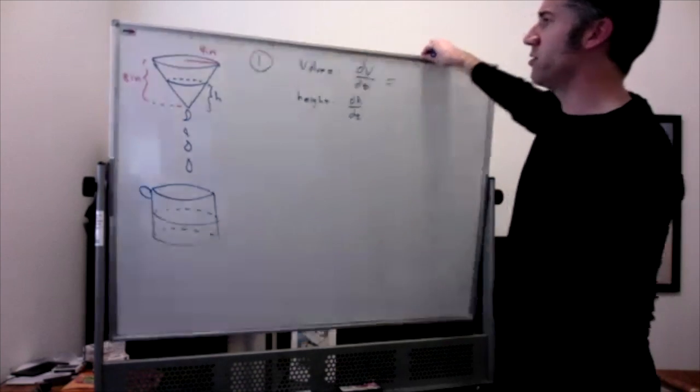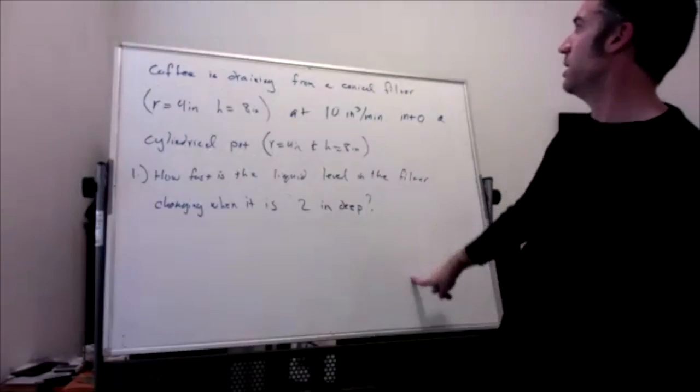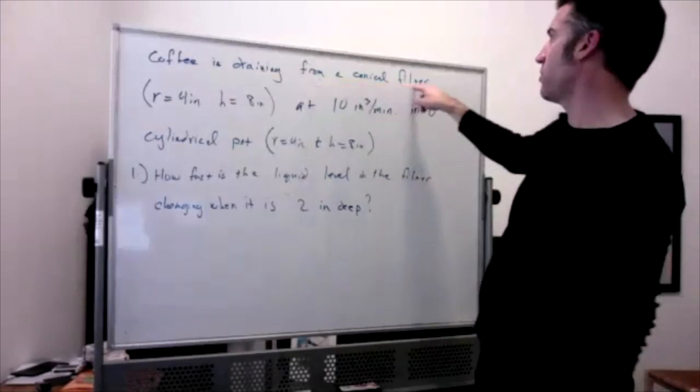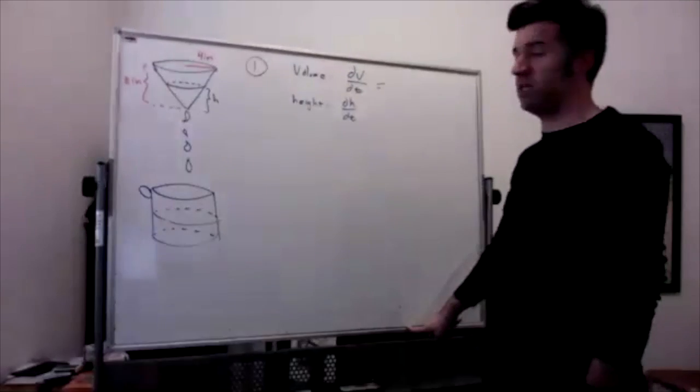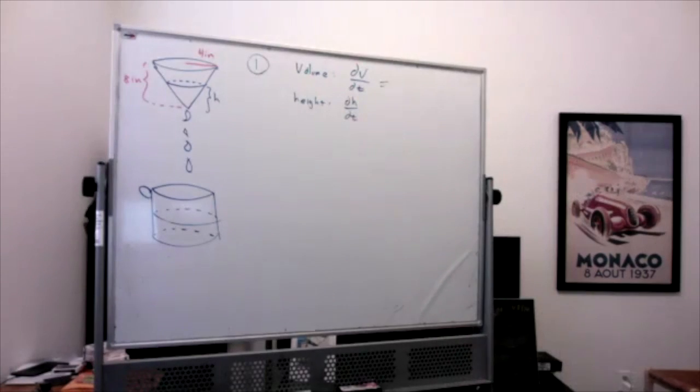And they said that coffee is draining from a conical filter at 10 cubic inches per minute. So dV/dt should be what? Oh, sorry, let me grab my pen tip.